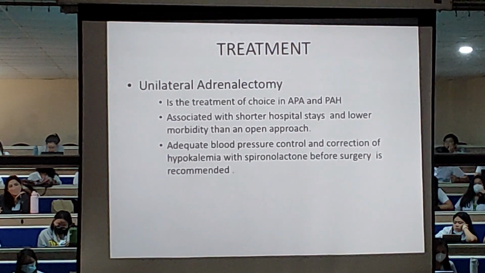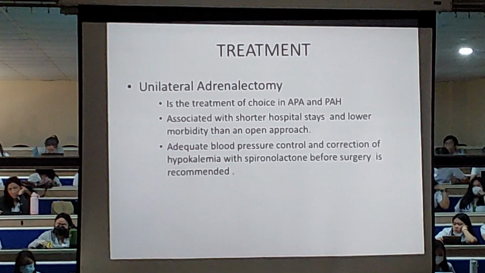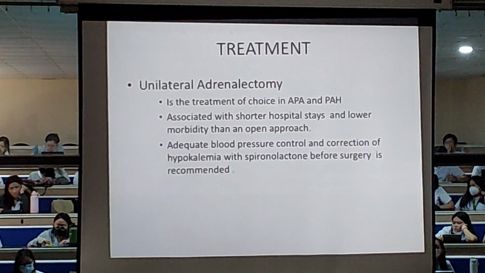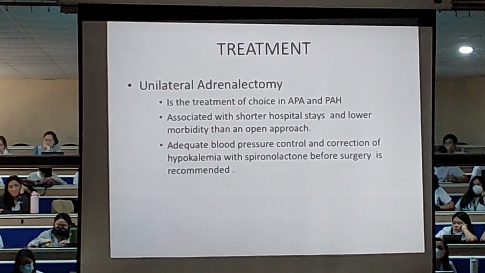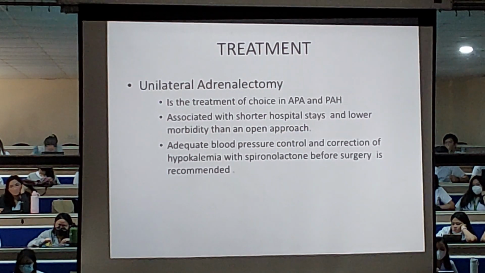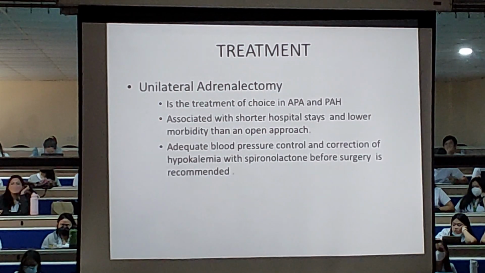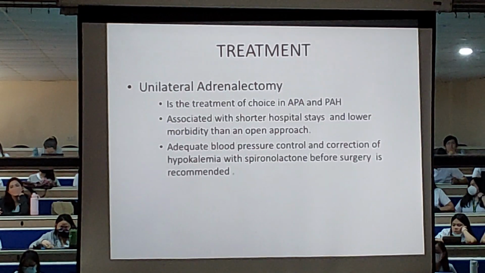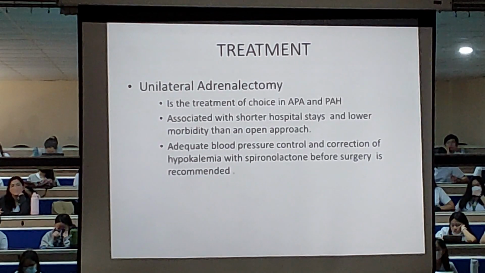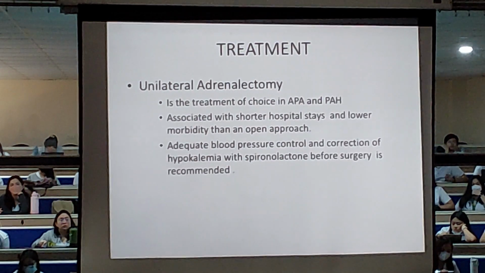The treatment of primary hyperaldosteronism is unilateral adrenalectomy. This is the treatment of choice for both APA and PAH. This is associated with a shorter hospital stay and lower morbidity than an open approach. Adequate blood pressure control and correction of hypokalemia with spironolactone before surgery is also recommended. So you need to give a potassium-sparing diuretic in the form of spironolactone. Spironolactone is given at a dose of 25 to 50, or you can even give around 40 milligrams if there is still persistent hypokalemia.